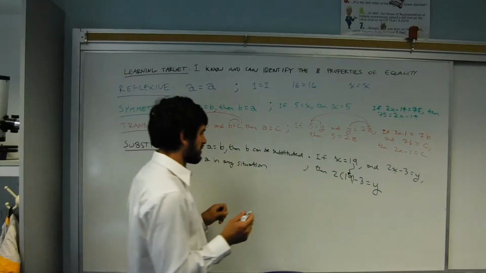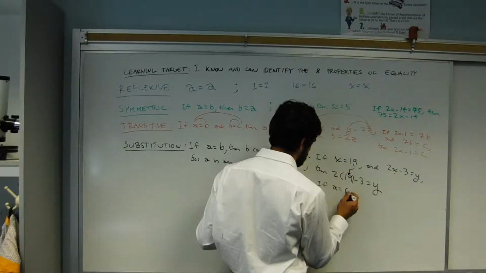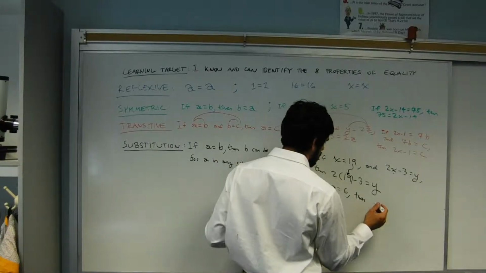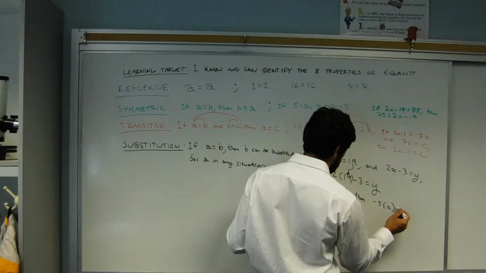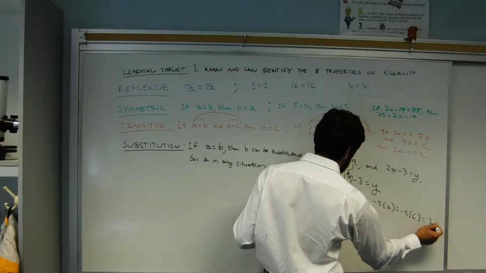I'll just do one more example. So we'd have, if a is equal to 6, then negative 5 times a is equal to negative 5 times 6, which is equal to 30.